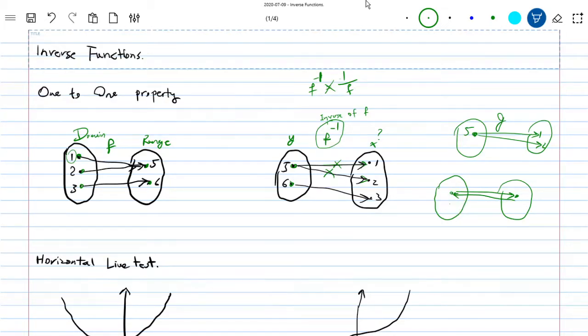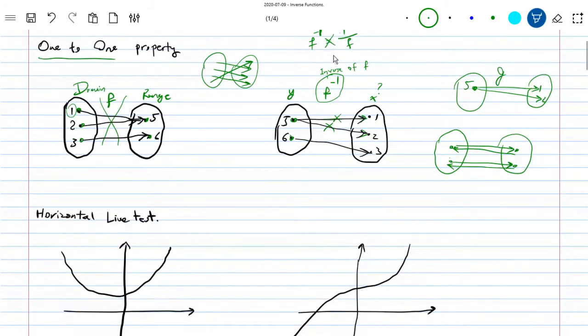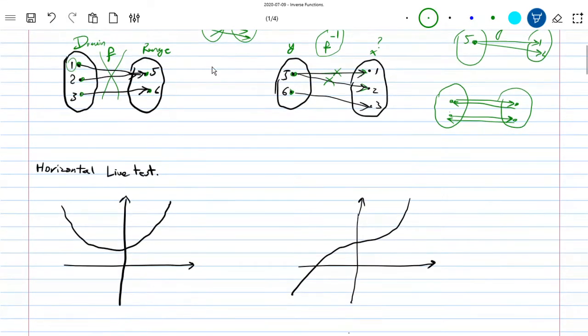So this is what we call one-to-one. That means for every x you pick, there is a y value, and for every y you pick, there is an x value, not multiple. In this case, this f here is not a one-to-one function, so it doesn't have an inverse. If you draw the mapping, there's always one arrow from one point to a different point, each x to a different y. This is what the one-to-one property means.